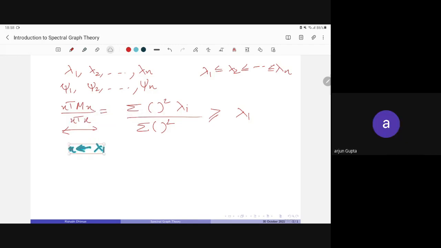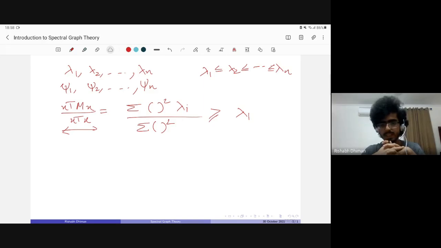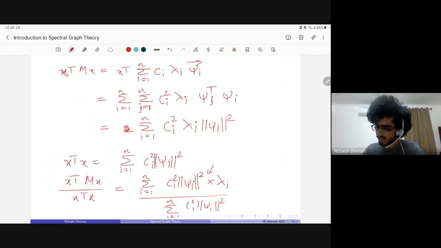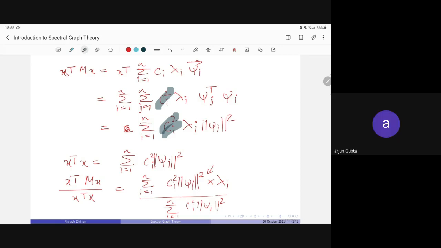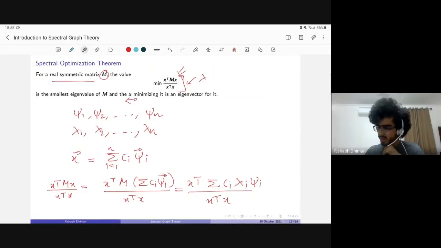But this value on the right-hand side is not dependent on x, right? It is dependent on x. These coefficients that I chose have the dependence on x hidden. So the c_i squared depend on x. How did you define the c_i's? I defined the vector to be the sum of these vectors.